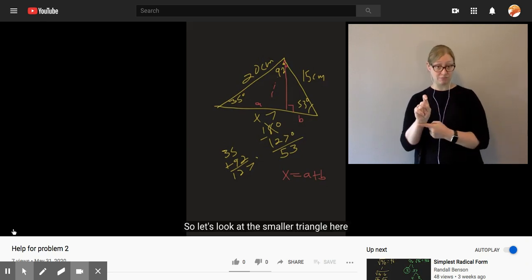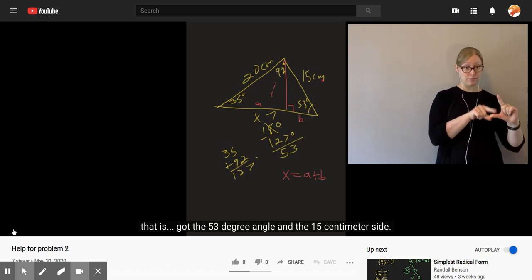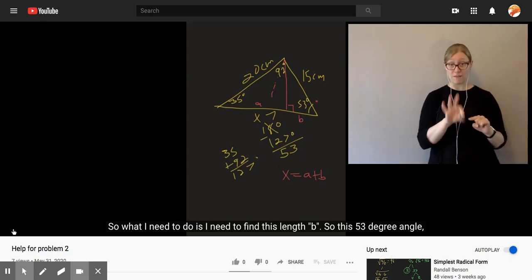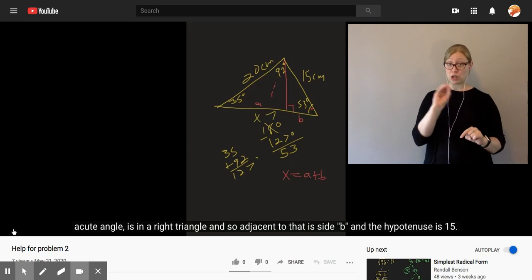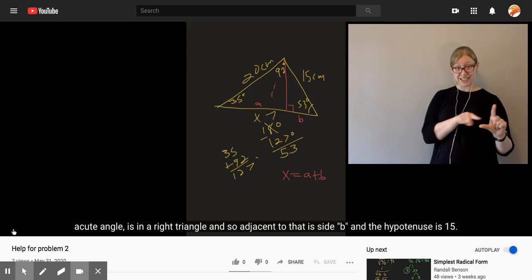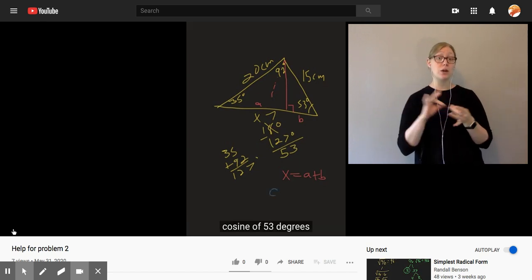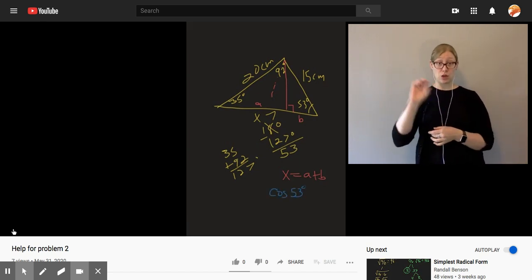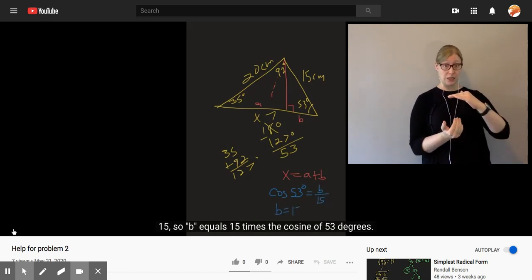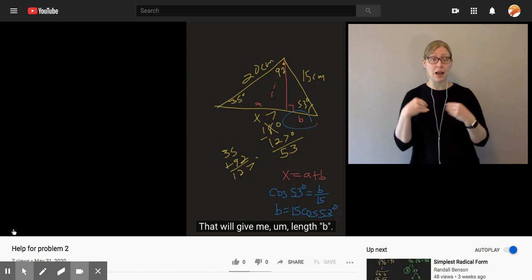So let's look at the smaller triangle here that has the 53-degree angle and the 15 centimeter side. What I need to do is find this length B. This 53-degree acute angle is in a right triangle, and adjacent to that is side B, and the hypotenuse is 15. So I'm going to do this in blue, and say that cosine of 53 degrees equals B over 15. So B equals 15 times the cosine of 53 degrees. That will give me length B.